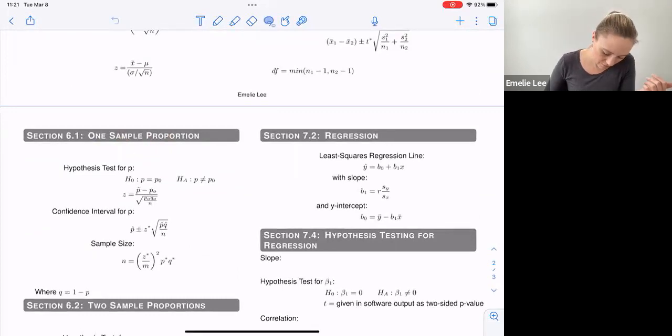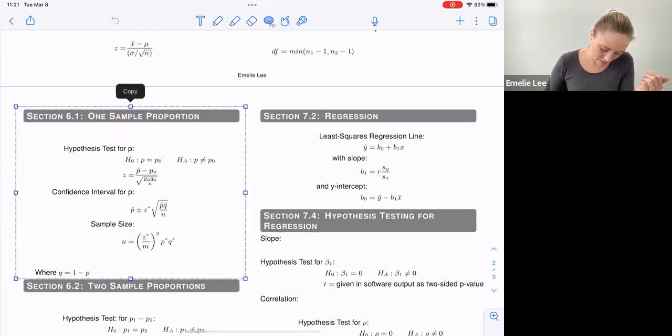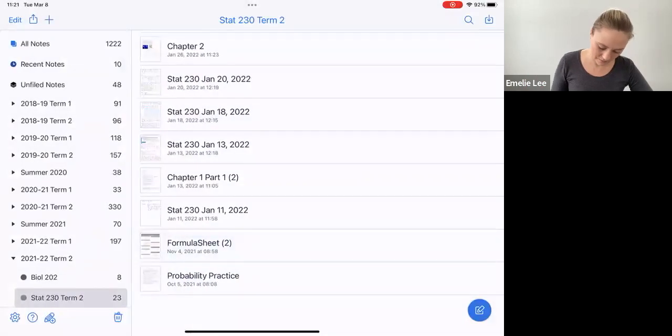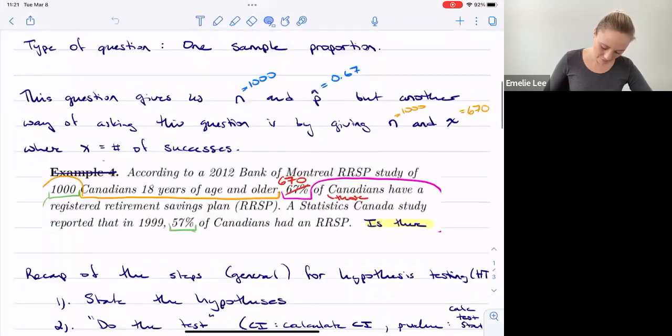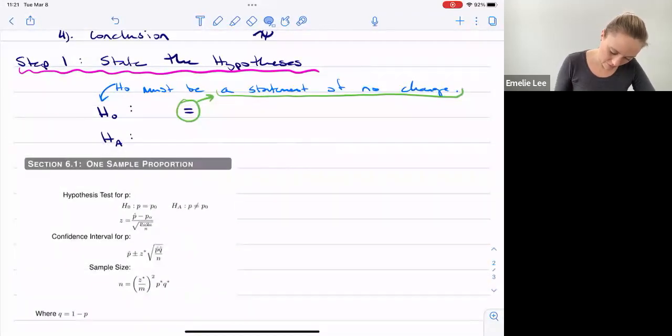Okay. So there's a big box here, and I'm going to bring it up in. And oh yeah, like I was saying, you're making your own formula sheet. So this is really just as a guide. It's not going to be a great formula sheet on its own, but you can use it to figure out what things I would have given you on a formula sheet. Okay. Now, we've decided that this is a one sample proportion type of question.